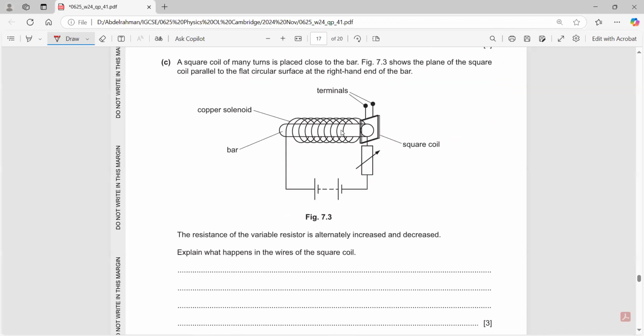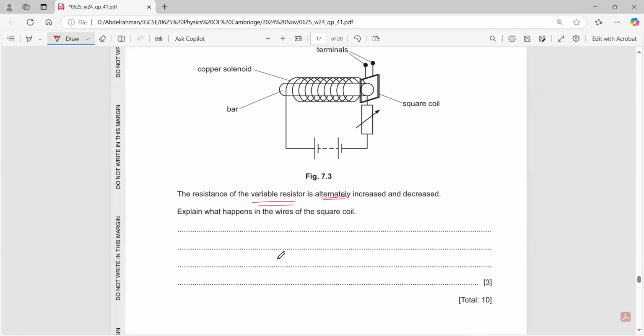What happens is that the resistance of the variable resistor is alternately increased and decreased. So we keep on increasing and decreasing the resistance, therefore the current will keep on decreasing and increasing, right? What's happening to the current? Is it now a direct current, or is the current increasing and decreasing, therefore creating an alternating current? It's changing anyway, even if it's not 100% alternating.